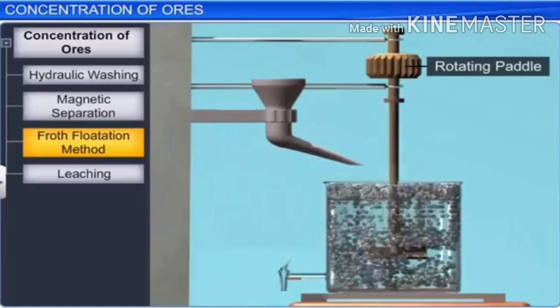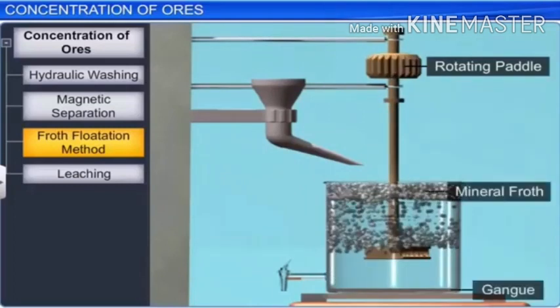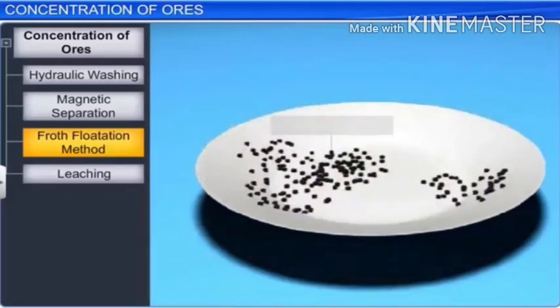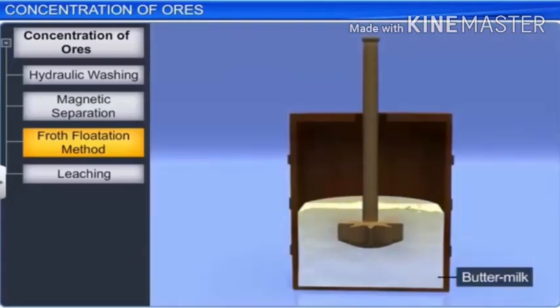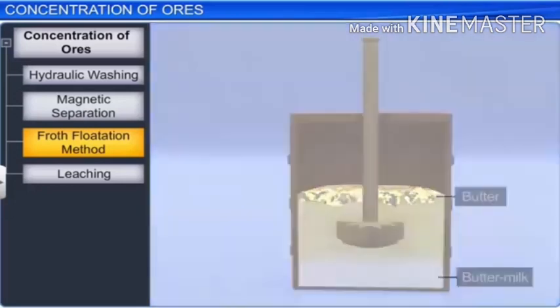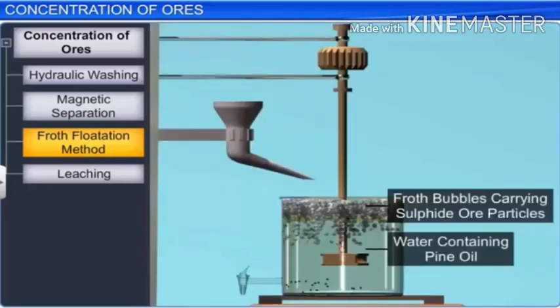This froth will carry the mineral particles. Froth is very light, and we can skim it off, dry it, and recover the ore particles from it. This is similar to the separation of butter from buttermilk using a rotating paddle. Normally, we use this method for the removal of gangue particles from sulfide ores.